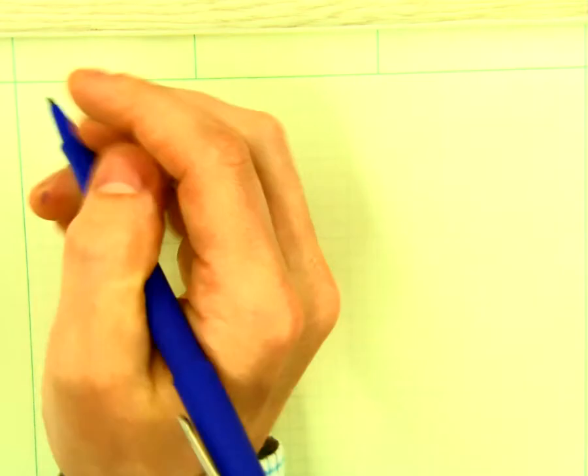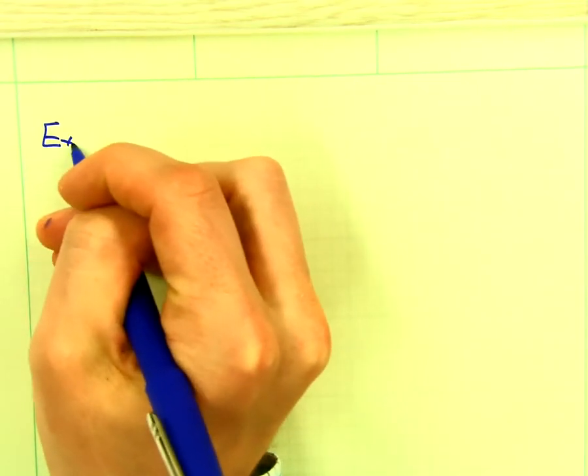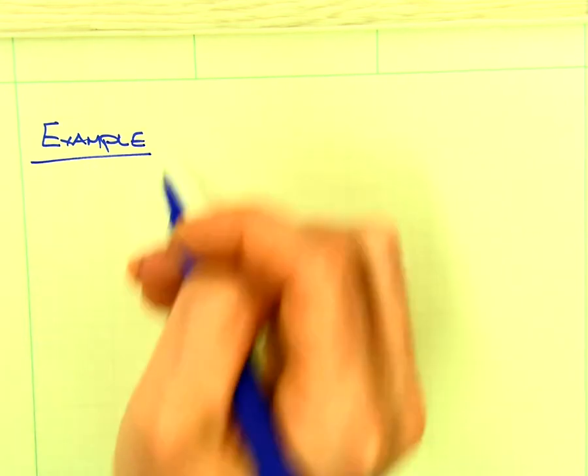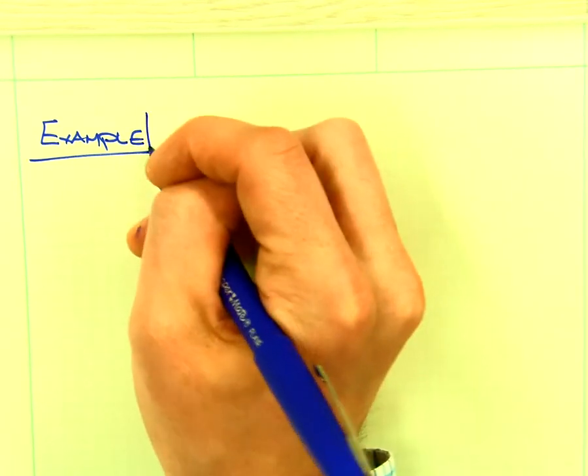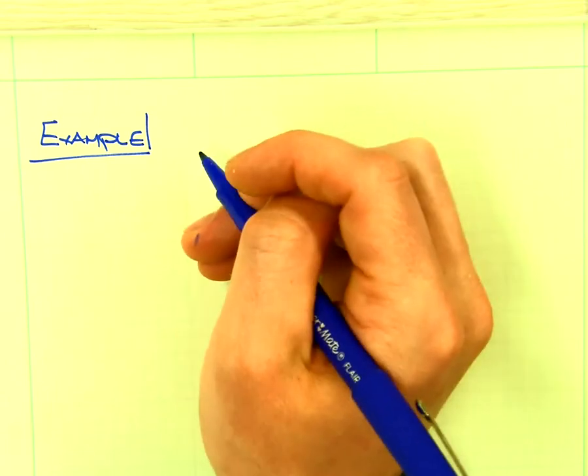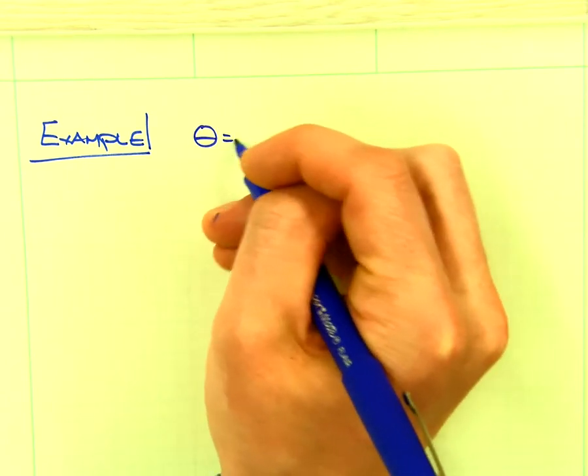Okay, now one more example before we finish for the day. Example 2. Now in example 1, I gave you guys what the point was. Now I'm not going to give you the point, I'm going to give you what theta is. So say I want you to give me what the x, y, or the trigonometric functions are at theta equal to pi over 2.